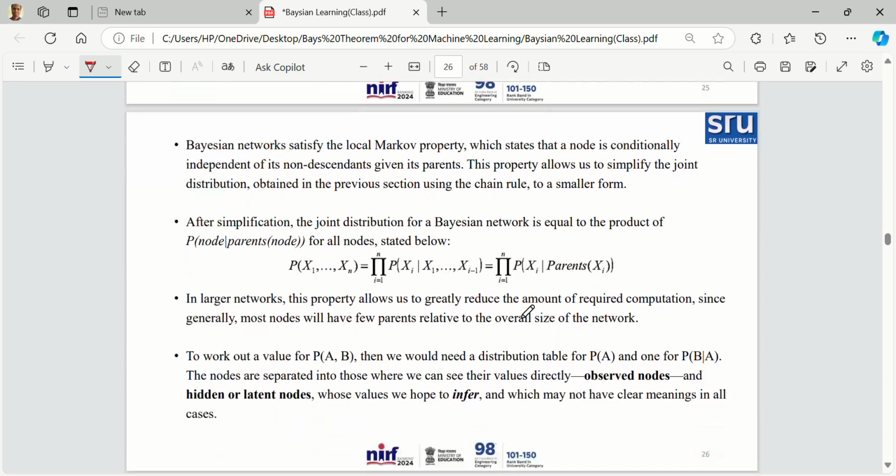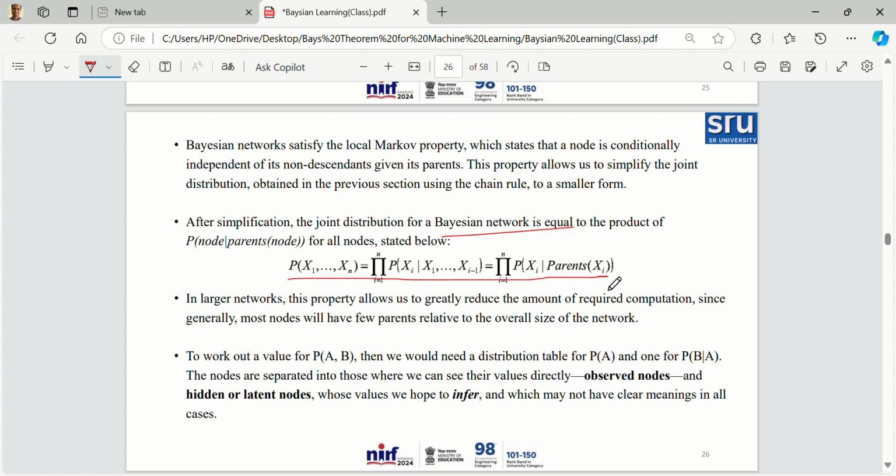Then Bayesian networks satisfy the local Markov property. We state that a node is conditionally independent of its non-descendants given its parents. That is, every node is independent if it is not related with its parents. This property allows us to simplify the joint distribution obtained in the previous section using the chain rule to a smaller form. After simplification, the joint distribution for a Bayesian network is equal to the product of the probability of each node given the parents of the node, for all nodes.